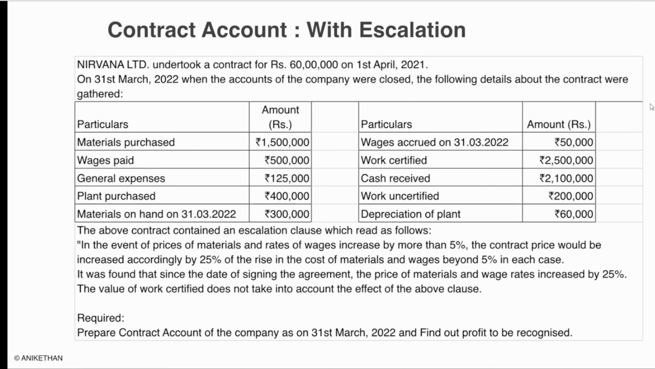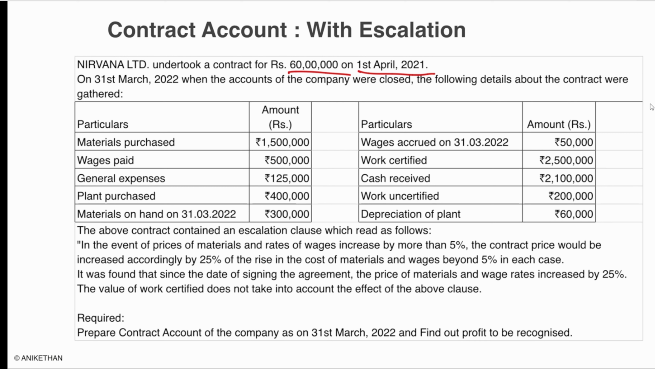Nirvana undertook a contract of 60 lakh. This is my contract price on 1st April 21. Dates are very important because you have to calculate depreciation only for the duration the plant was there in the contract. On 31st March 22, when the accounts of the company were closed, the following details about the contract were gathered. Material purchased. We are not interested in purchased. We are interested in the material used.